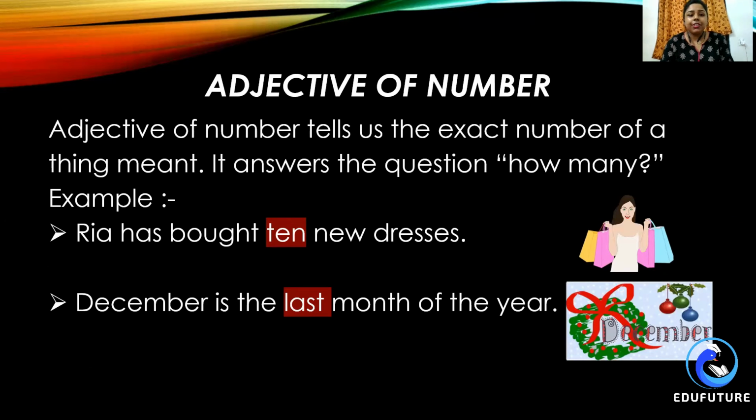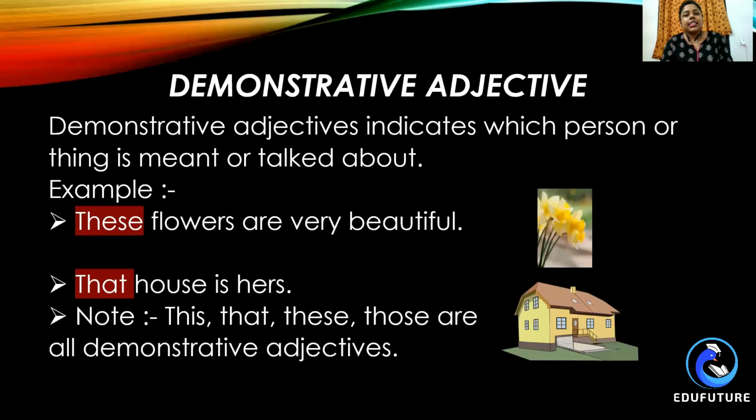For example, look at the first one. Ria has bought 10 new dresses. How many dresses has Ria bought? She has bought 10 new dresses. Next, December is the last month of the year. So, which month? The last month. So, first, last, second, then, these all which state the exact number of the thing meant are called adjectives of number.